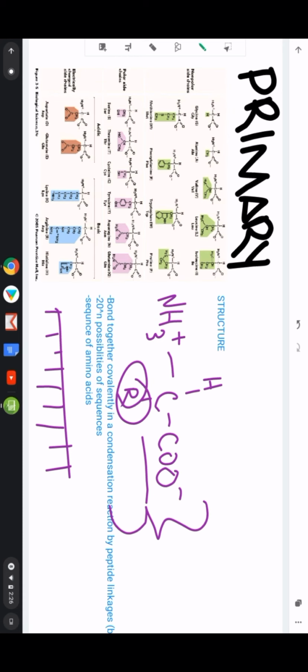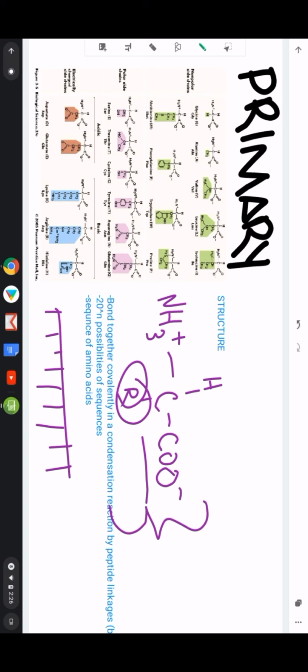And for an amino acid sequence, which is the primary structure, you have 20 to the n possibilities because there are so many different amino acids and you can form them in so many different ways. So your protein primary structure can be huge because there's no folding and it can be super long and make whatever it wants to be. So again, it's just a sequence of amino acids.